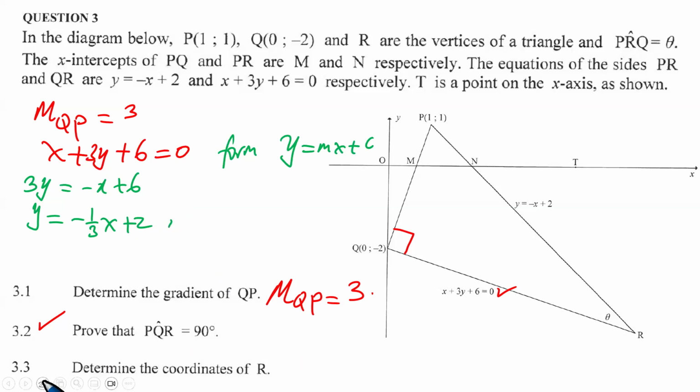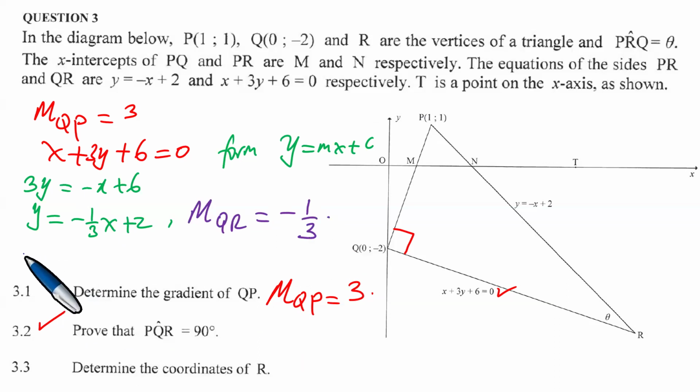Simultaneously, this gives us more information: it tells us we have the gradient of the line here with the equation given, the gradient of the line QR. And the gradient of the line QR is what? It is minus 1/3.